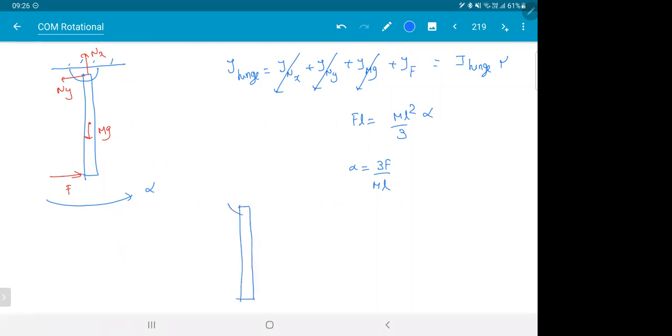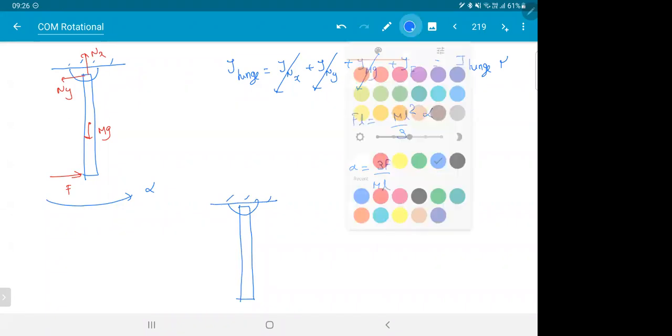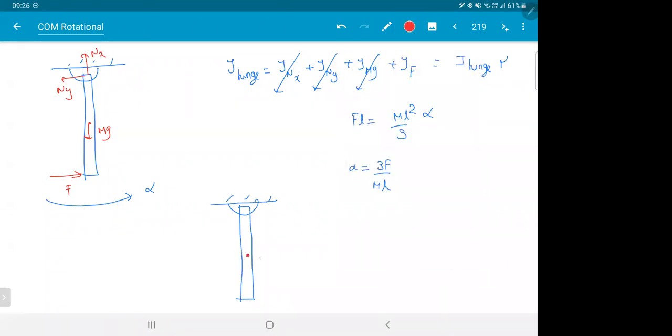Then what about the center of mass? Now say about this hinge. This is your center of mass. How is the center of mass going? It's going in a circle like this. So what is the acceleration?